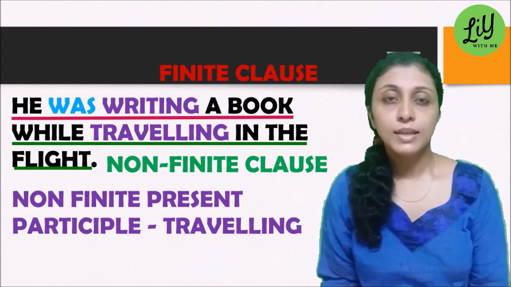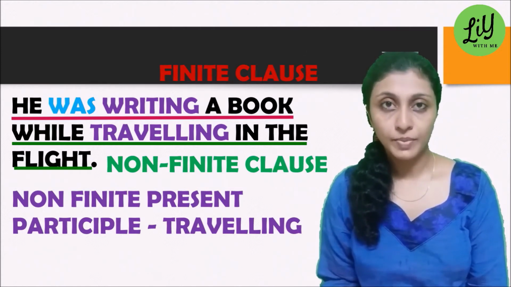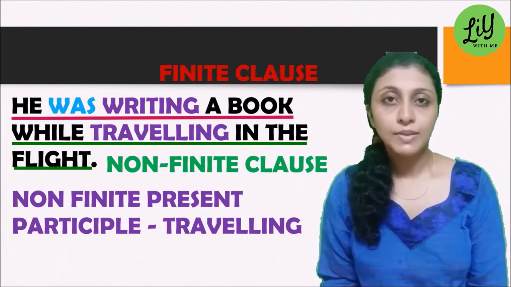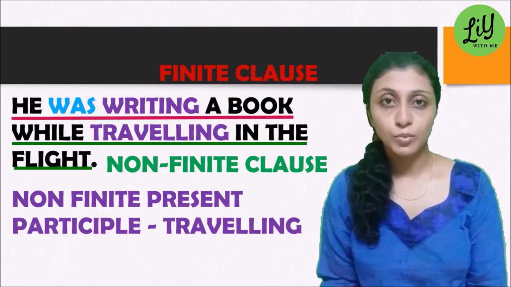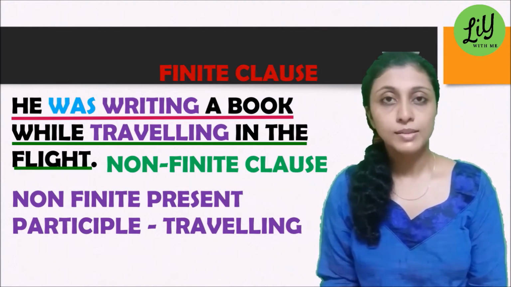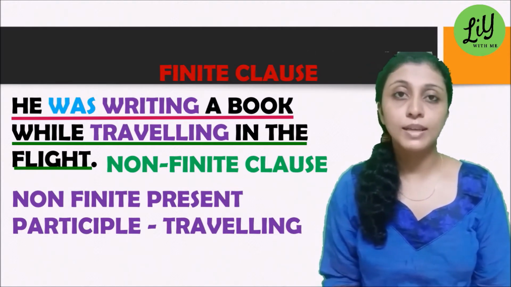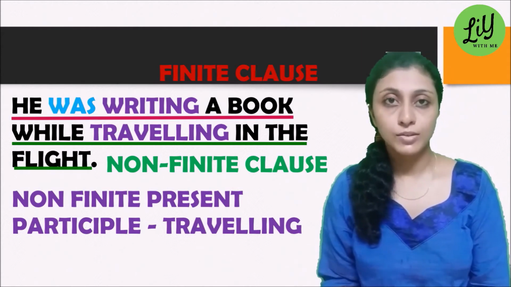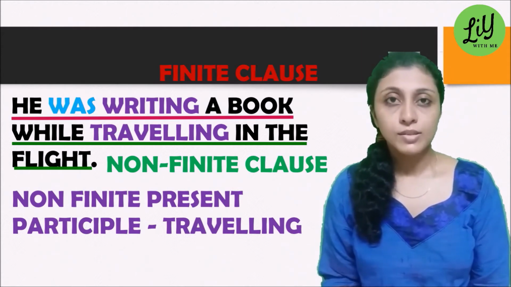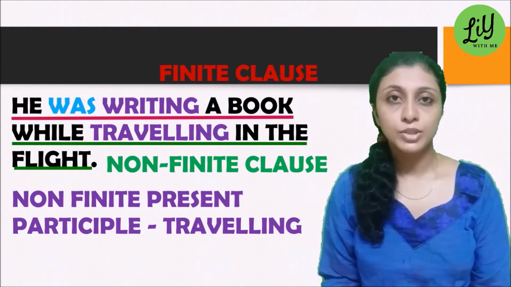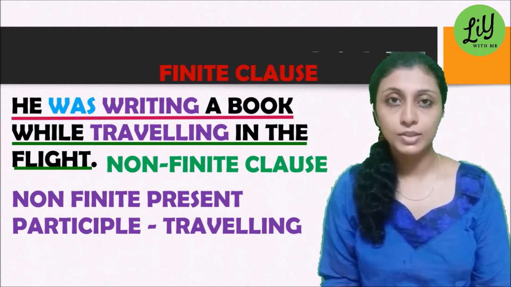Here, while and then the verb traveling. We have got the verb traveling. Traveling is the non-finite verb. Since the head word is a non-finite verb, the subordinate clause may be referred to as a non-finite clause. These two clauses are joined by a conjunction. It is known as a subordinating conjunction, which is while.